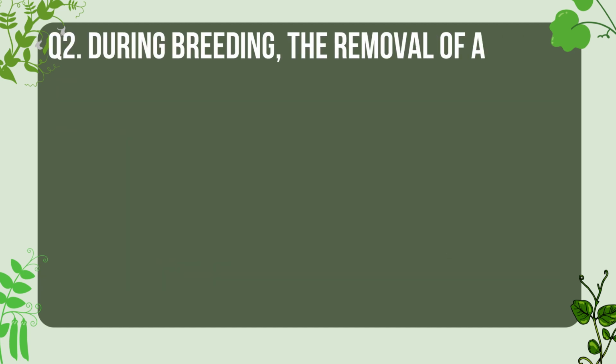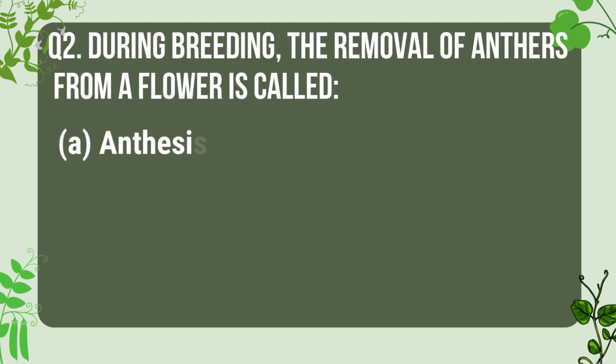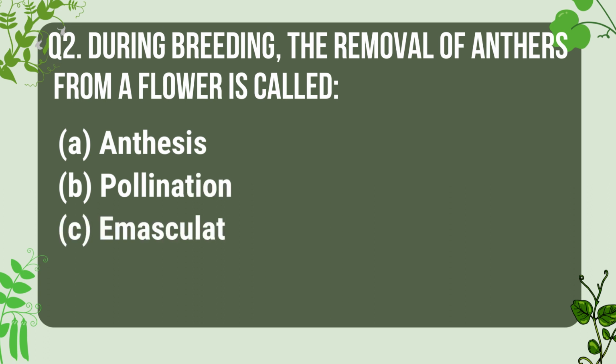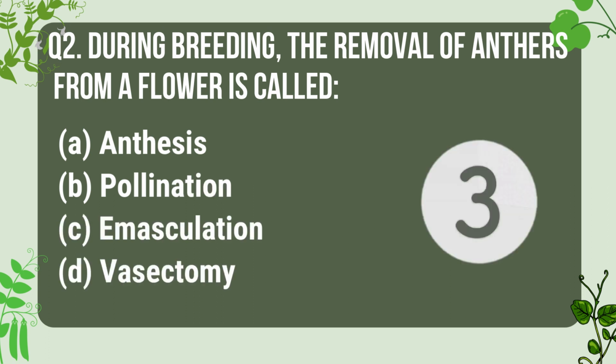During breeding, the removal of anthers from a flower is called A. Anthesis. B. Pollination. C. Emasculation. D. Vasectomy.